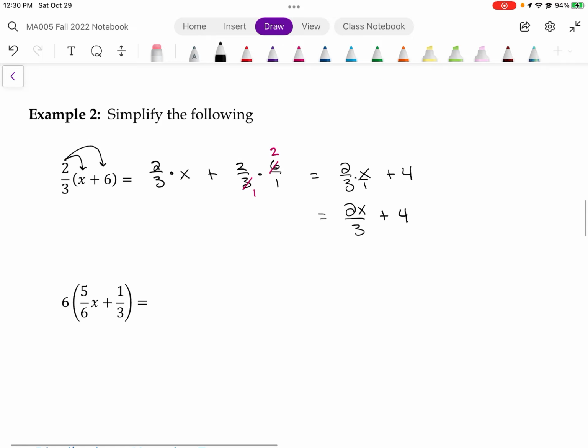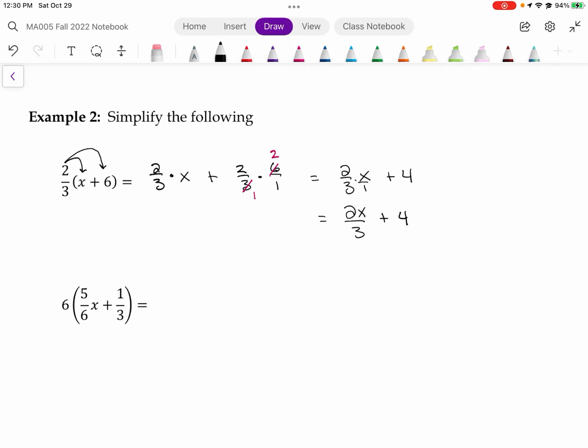All right, so now that I've done the first one, why don't you try the next one? All right, so we've got 6 times 5, 6x. So I'm going to put 6 over 1. Plus, since I'm dealing with fractions, I'm going to do 6 over 1 every time. 6 over 1 times 1/3.